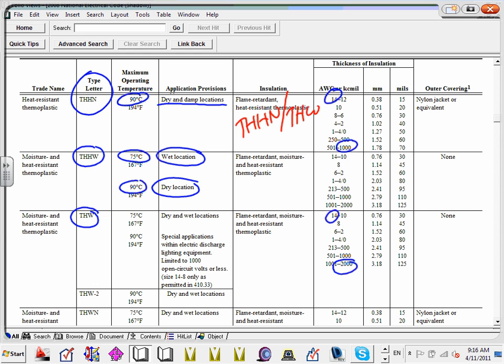Again, if you need THW in a dry and wet location, no problem. If you use THW-2, it's rated for dry and wet location. The most common ones, guys, THHN, THW, or THHN/THW. Any questions about these? Do I trust that you guys know how to use them? They're there, know where they are?